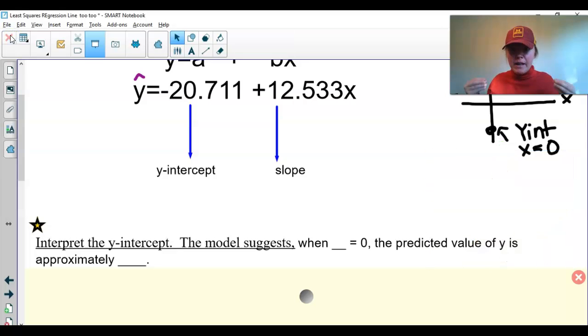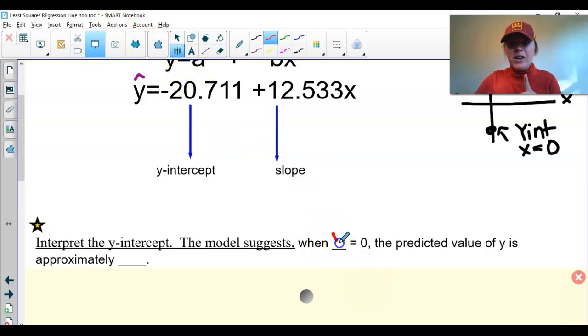Interpret the y-intercept. The model suggests, because this is the model we have created based off of our data. It's modeling what we believe is happening with the weight of the mixer and the price. The model suggests when blank is equal to 0, you're going to put whatever the x variable is in context, the predicted value of y, again in context, is approximately blank. This blank is the value of your y-intercept. Take a second, you guys, and write this down.